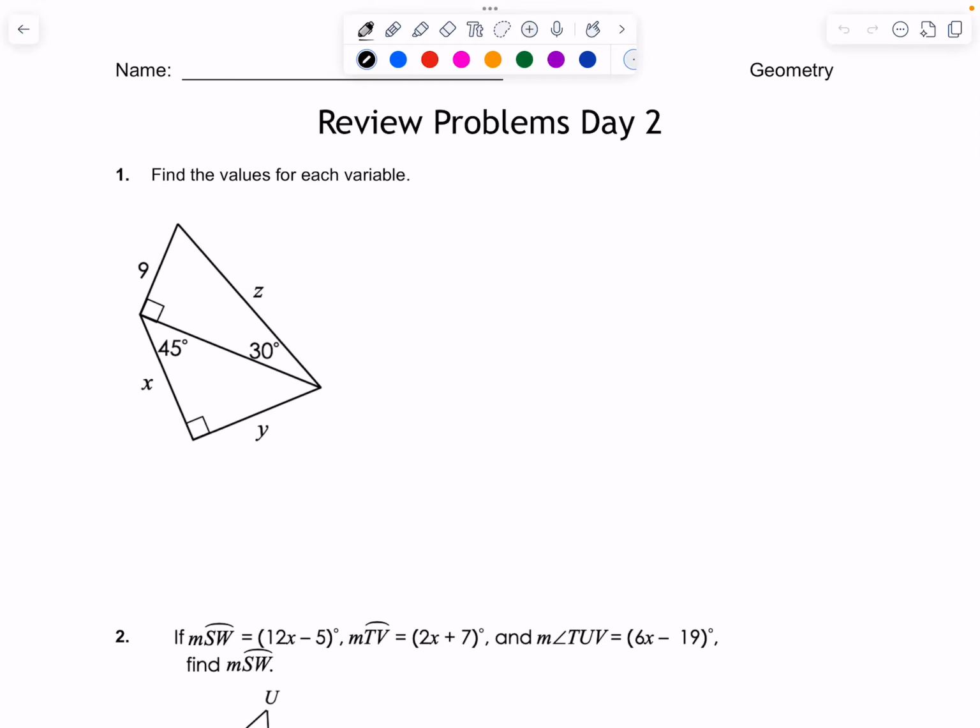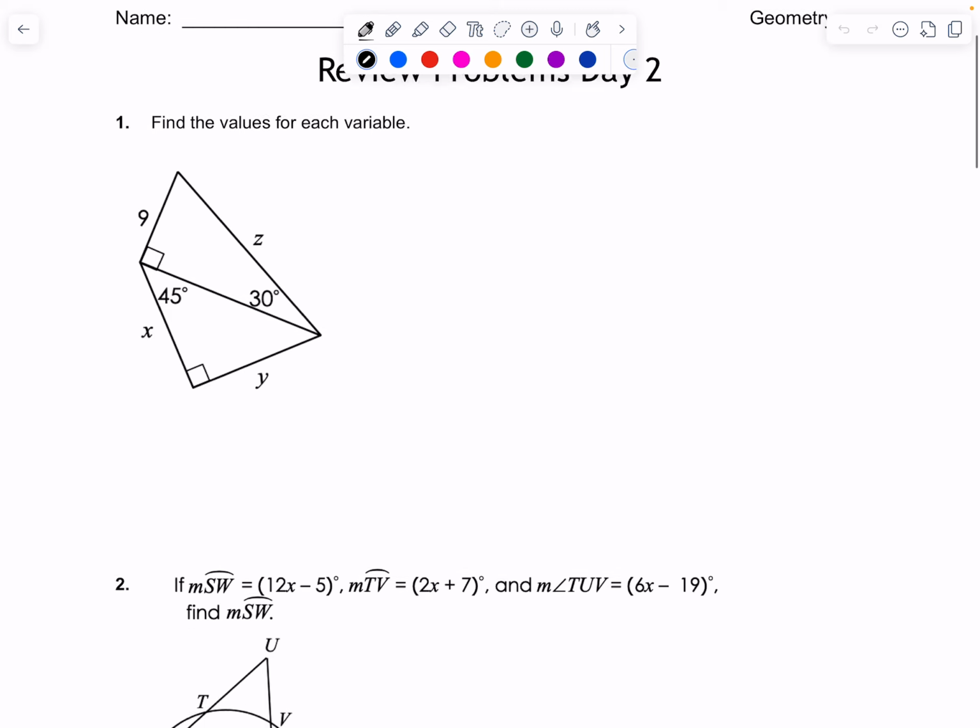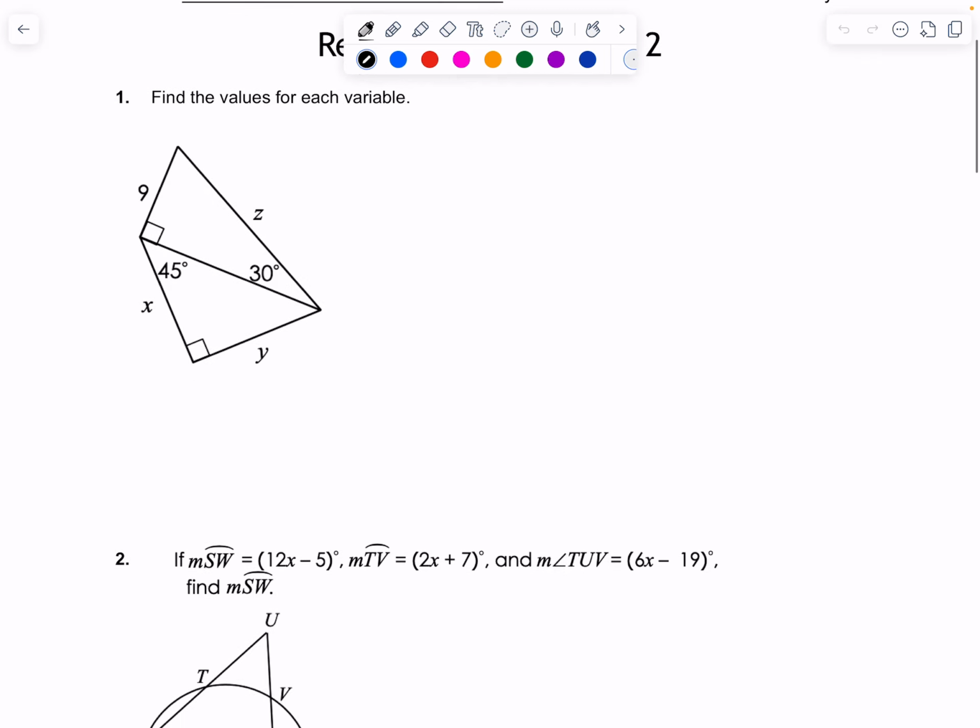All right, day number 2 here. Hopefully you've already had a chance to do the 5 questions from day number 1. So here we go. Number 2. We've got finding values for each variable here.